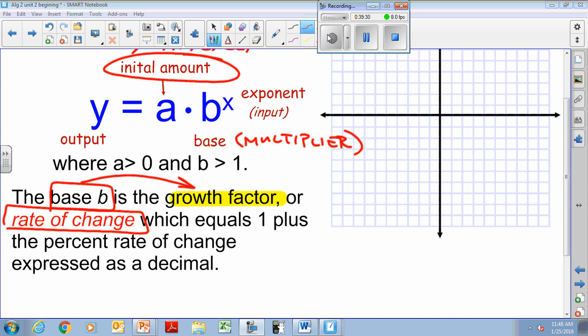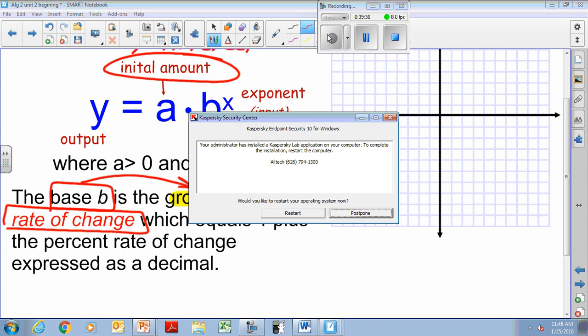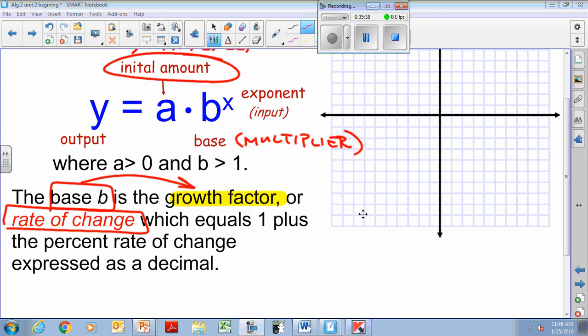And you will have to do it. It will be on the test. So that next thing, just names right now. B is called a multiplier, rate of change, growth factor. All those things are what a B is.